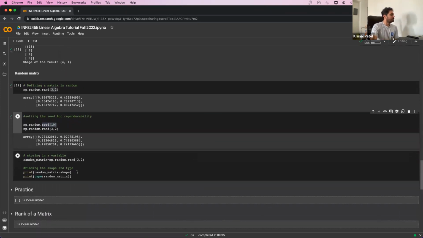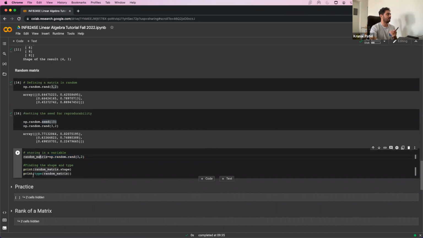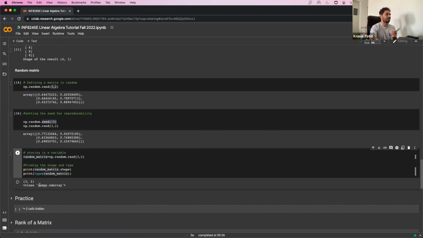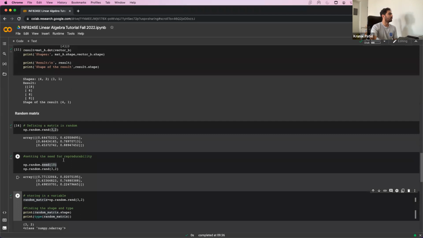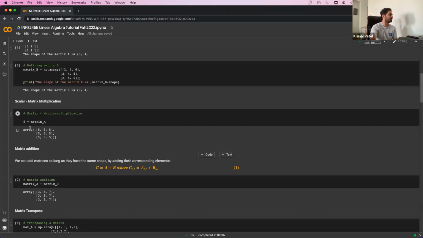Okay, now you can always store matrices in a variable and do these types of operations on that variable directly. So this is kind of very easy stuff that we have seen before. So that ends this matrix operation part.